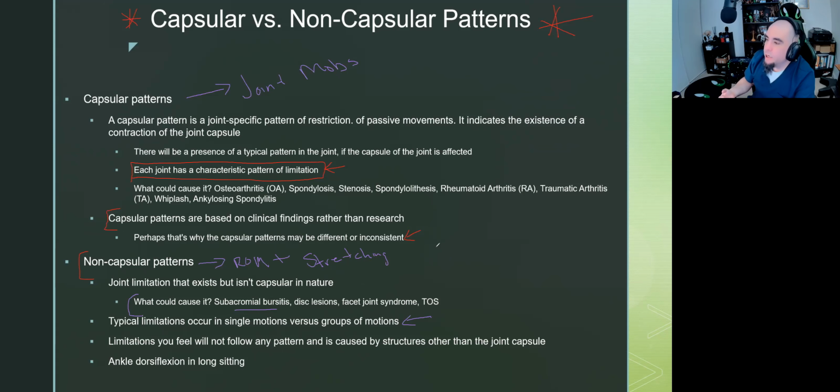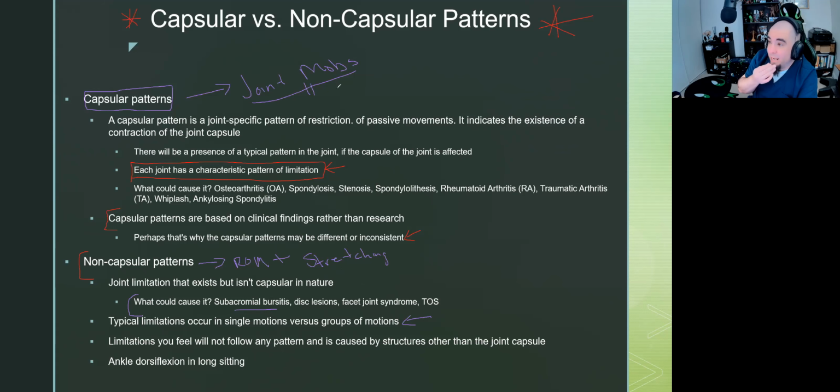What the research shows is if the patient is not presenting in a capsular pattern, joint mobs probably are not going to help them. They're not going to get them all that much better. Now, does that mean that there aren't those weird cases where a patient gets a joint mob when they have a non-capsular pattern and it makes them better? No, I mean, there are weird cases like that. But for the most part, if the patient has a capsular pattern, the treatment is going to be a joint mobilization. If they have a non-capsular pattern, it's going to be range of motion and stretching.